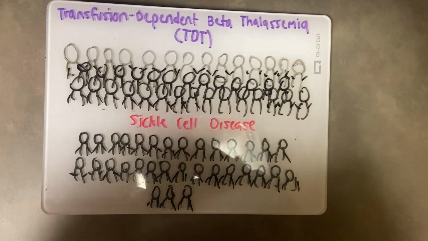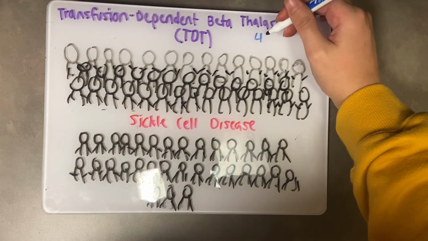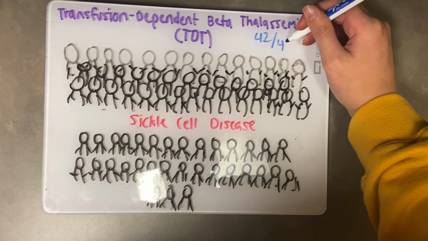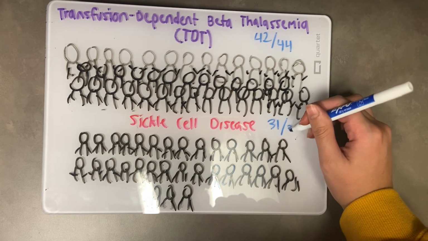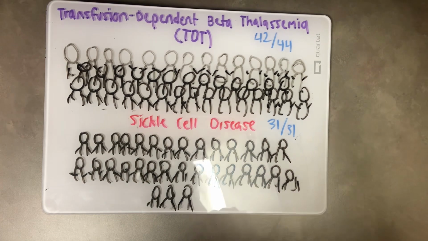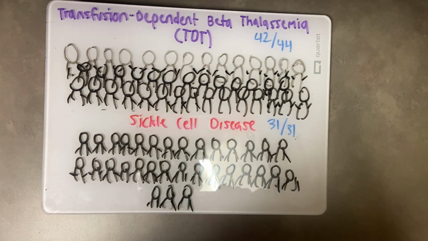Well, recent results from a CRISPR experiment show that it isn't. 42 out of 44 people suffering from transfusion-dependent beta thalassemia and 31 out of 31 sickle cell disease patients were completely cured of their disease through use of CRISPR technology. Three years later, there has been no recurrence of the diseases or symptoms.